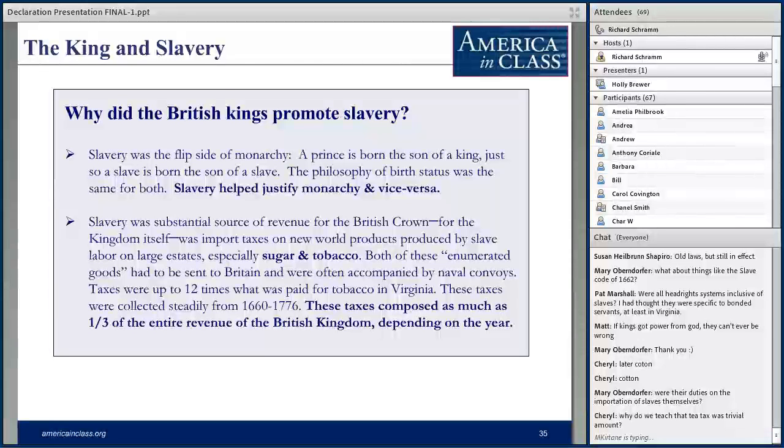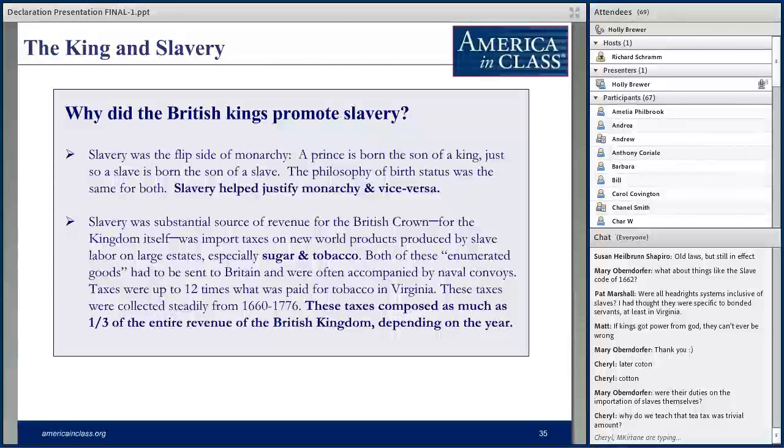Cheryl asked a really interesting question here. If the taxes on things like sugar and tobacco were so high, why do we teach that the tax on tea was trivial? And a follow-up question: if the taxes on sugar and tobacco were so high, why did the colonists focus on tea? Yeah, I think that's a super important question.